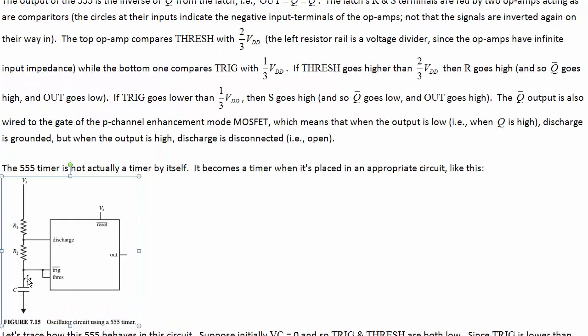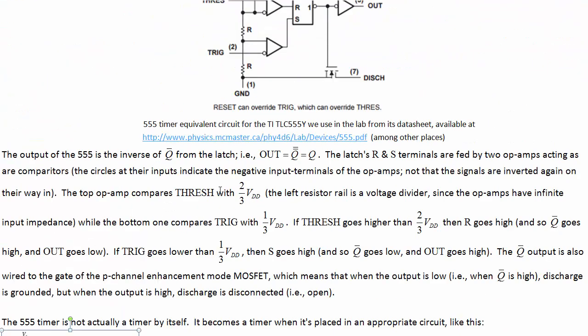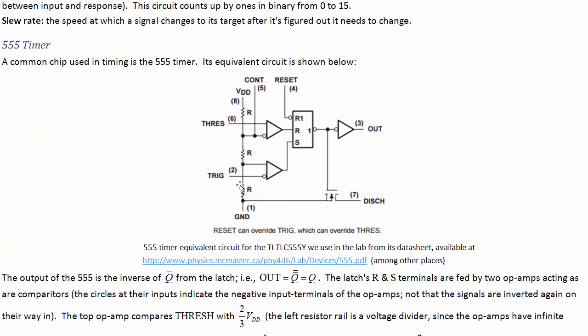Now what happens? As we start, when it's initially uncharged, threshold and trigger are both 0. So this one says, well, 1/3 of VDD is higher than 0. So the set bit is set, which means we're forcing this flop to output a 1. And that means that the Q bar output is a 0. And so the actual output is a 1.